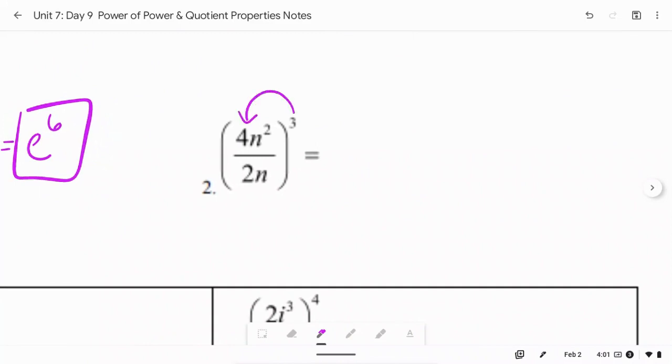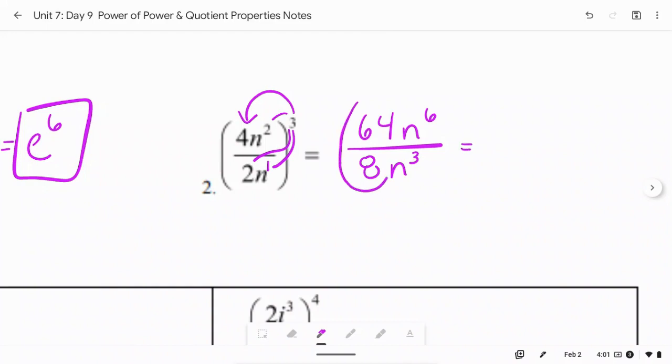In example 2, this one does have coefficients, so be careful. First, you're going to do 4 to the 3rd power, which is 64, and then multiply the exponents to get n to the 6th power. Then 2 to the 3rd power would be 8, and then multiply those exponents to get n to the 3rd. Then it becomes a division problem, so we're going to reduce 64 over 8 to get 8, and then subtract the exponents, so I get n to the 3rd. So 8n to the 3rd would be the final answer.